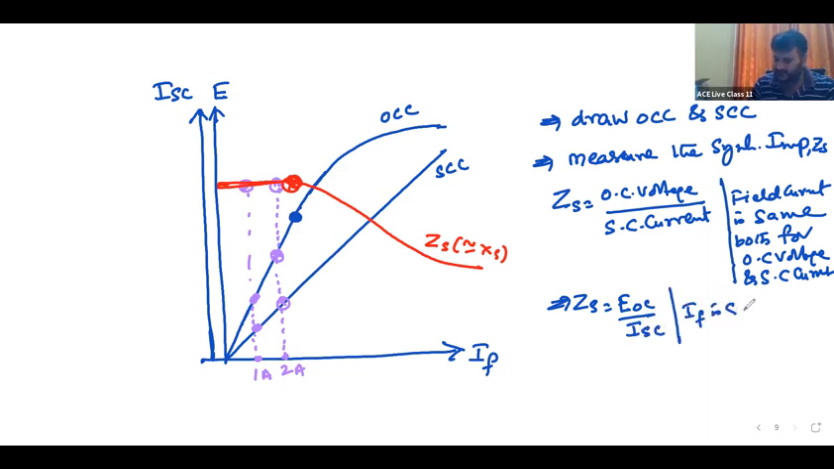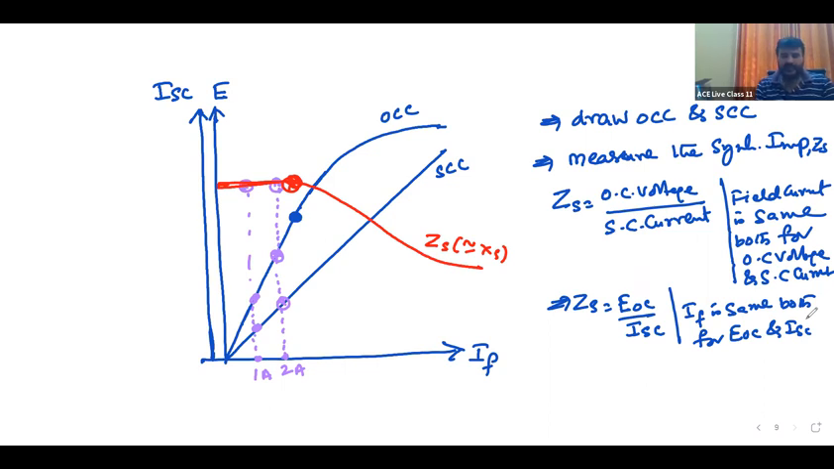IF is the same for both EOC and ISC. On that basis, we have drawn it. So the field current is the same for voltage and current. Now, if you draw the ZS, that is going to be ZS.